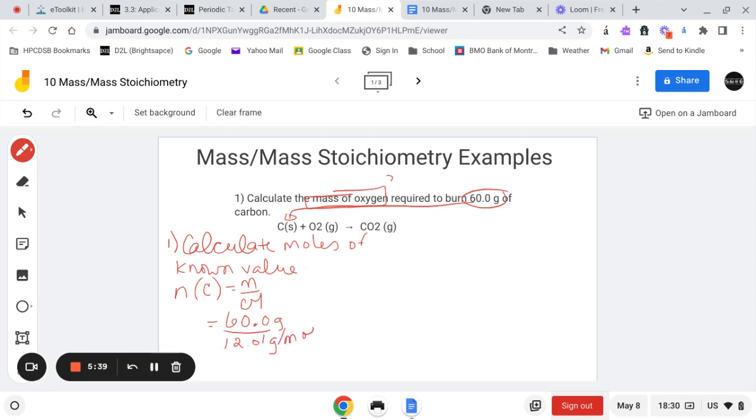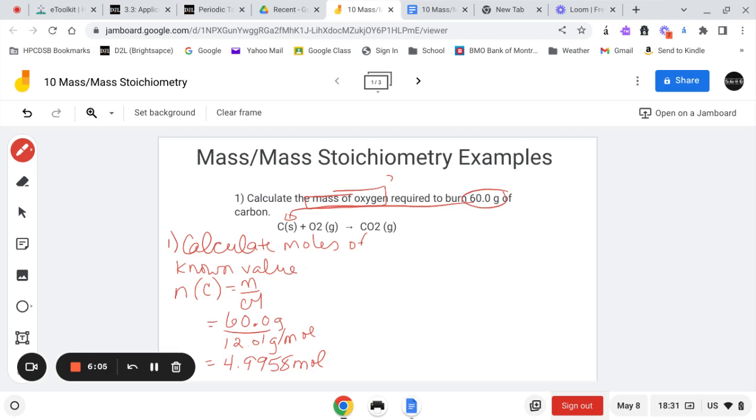And get your calculators out and just follow along with me so that you're getting the right numbers. So 60 divided by 12.01 is going to give us roughly 5 moles. Okay, so I'll hang on to several decimal places here. So 4.9958, that should be lots. And now we know the moles of carbon.